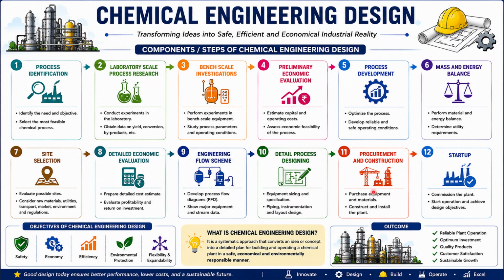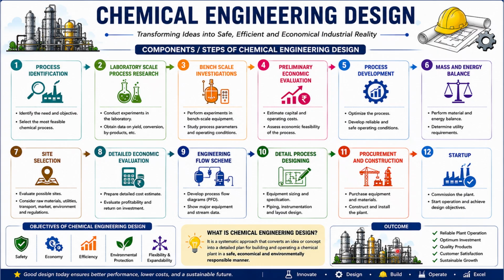Next one is procurement and construction. Once everything is on the paper, everything is ready, then you start procuring. That is, you start collecting or buying your material, and you start construction. And once the construction is done, then comes the startup phase. That is where you commission the plant and start the operation and achieve the design objectives. Okay, so these are the various steps or components of the chemical engineering design.